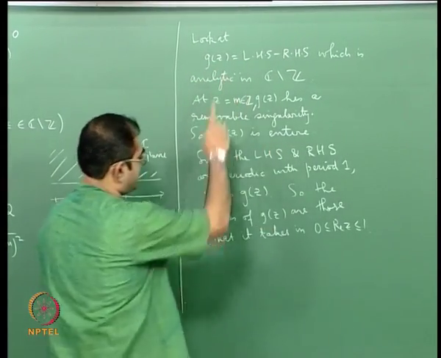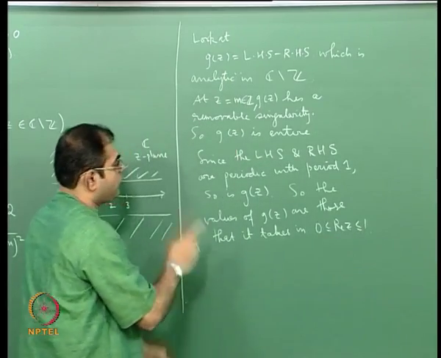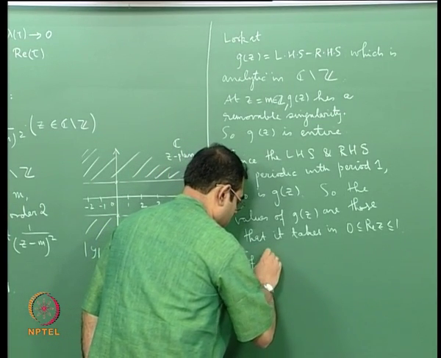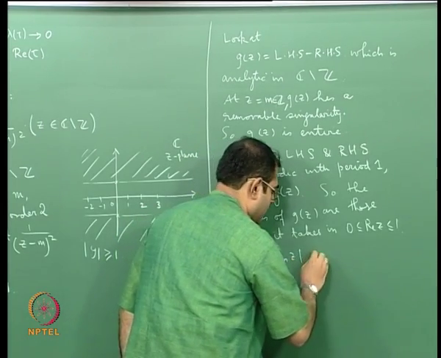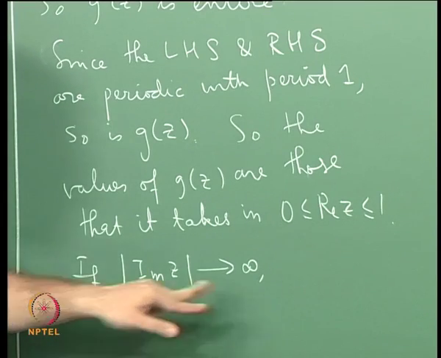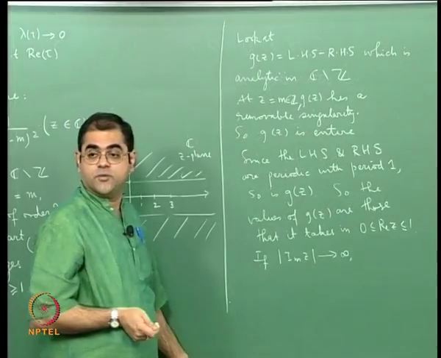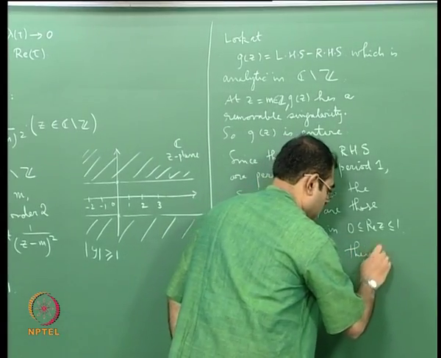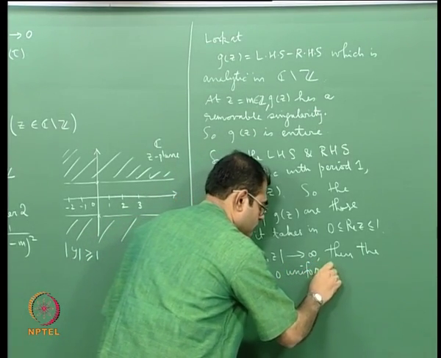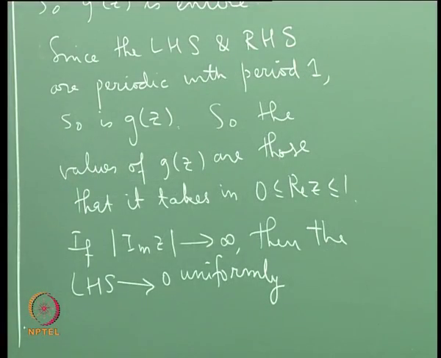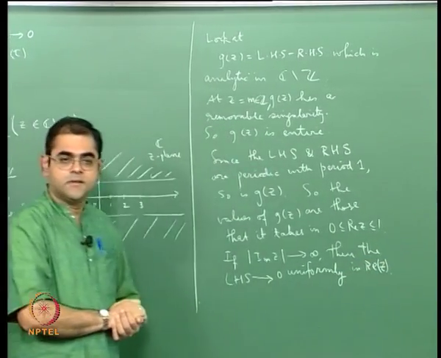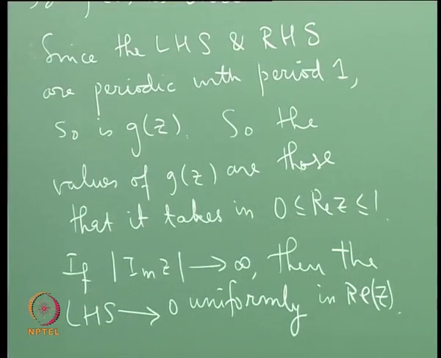So you see the point is that now you notice the following thing. If modulus of imaginary part of z tends to infinity, that is, if you write z is equal to x plus iy and you let mod y tend to infinity, then you see the left hand side goes to 0 uniformly in real part of z.